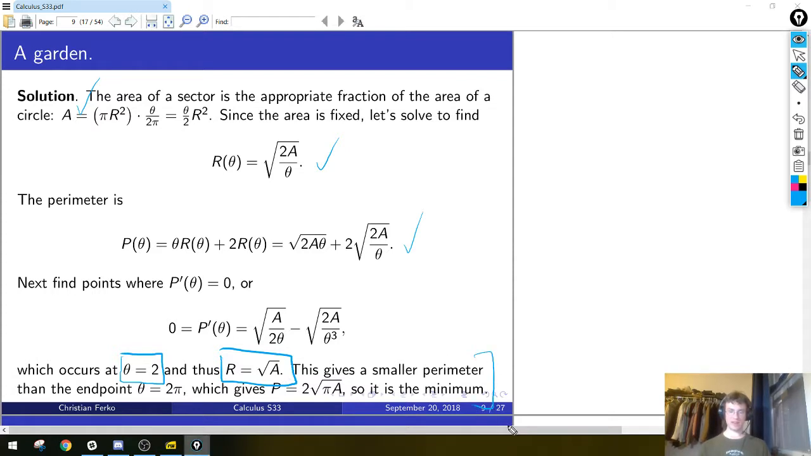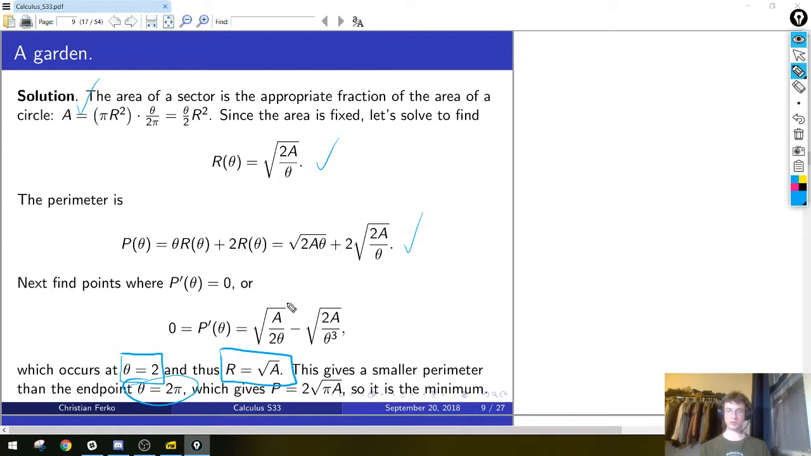I've emphasized this a few times: when you find places where the derivative is 0, you should check whether they're a max or a min, because sometimes you'll find the wrong one, which is not appropriate for the problem at hand. So how do we know that this is a minimum of the perimeter rather than a maximum? One way to check is to say, I know the max and min occur either at a critical point or an endpoint, so I can compare this value at a critical point to the values at the endpoints.